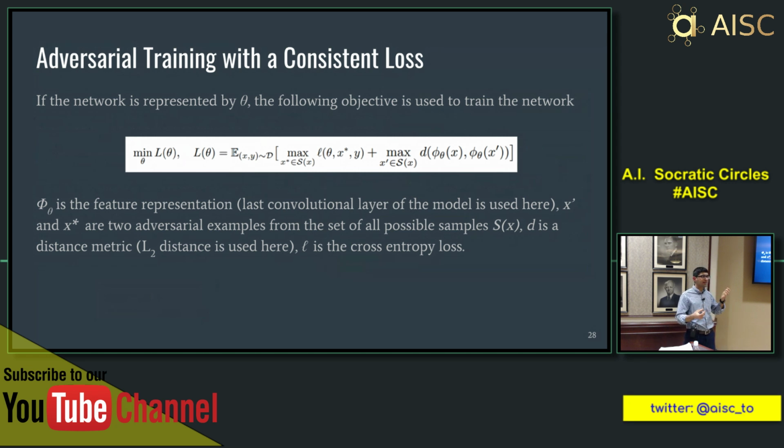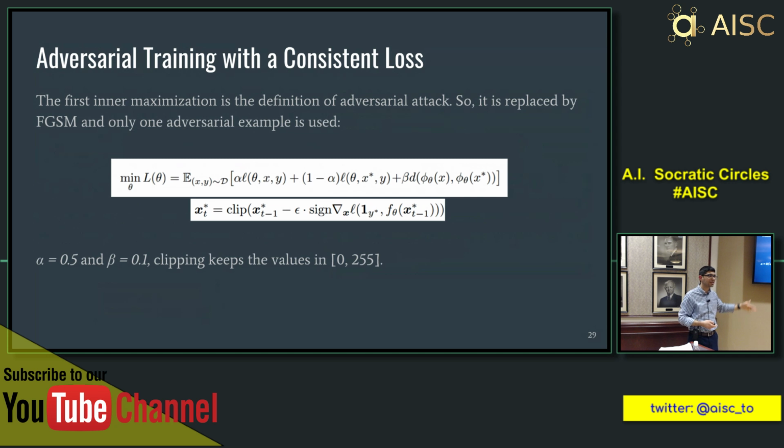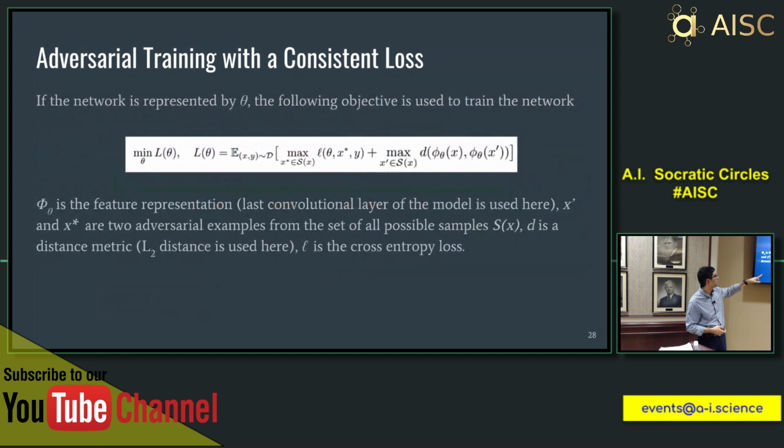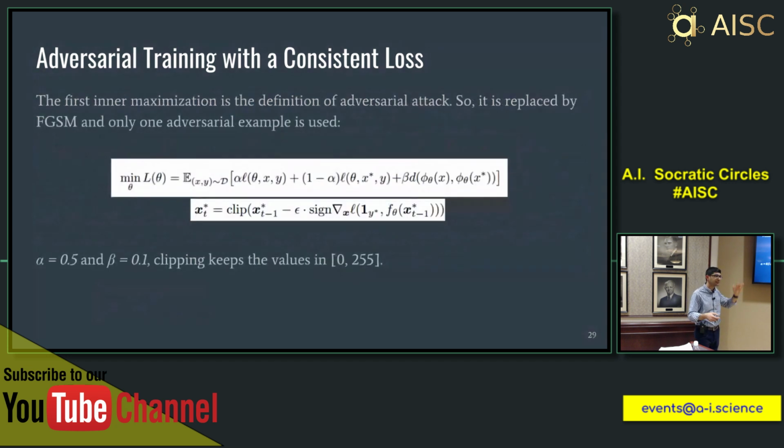In the ideal case, that should be an adversarial example that maximizes that distance. But since it's very hard to solve, they came up with this simpler definition. They say, okay, it's hard to solve, so I just take FGSM examples. And because we have two maximizations, we need two examples for each training, X star and X prime as adversarial examples. It's hard to do both maximizations, so they say, okay, I keep them the same and calculate them with FGSM.